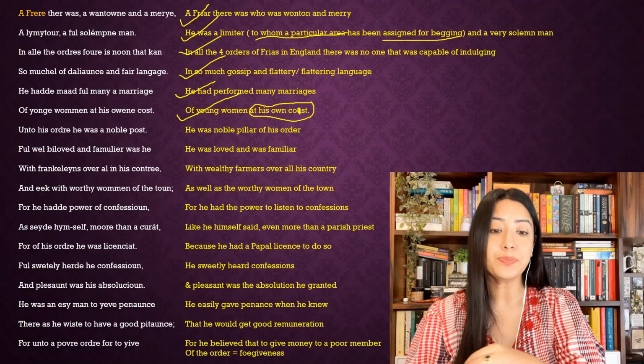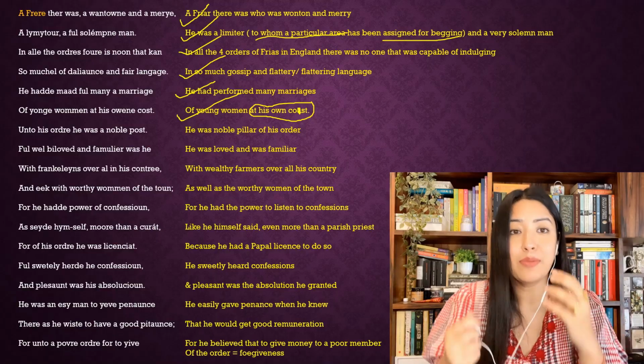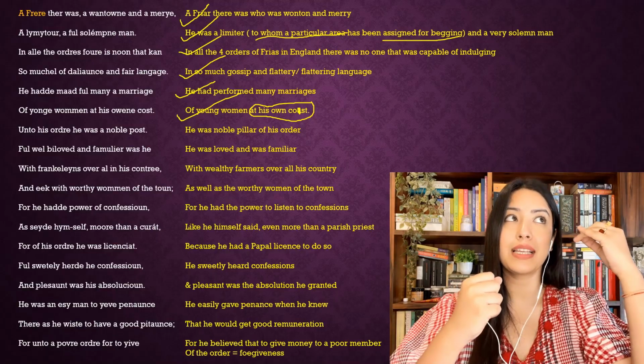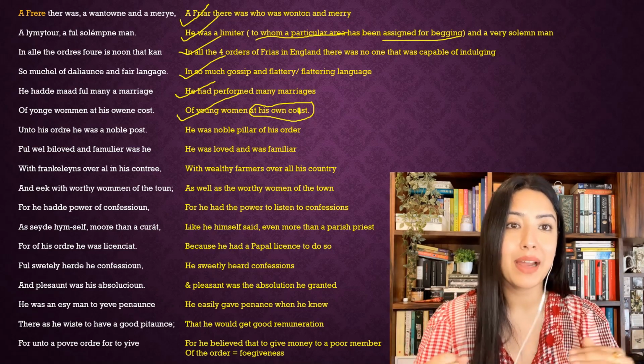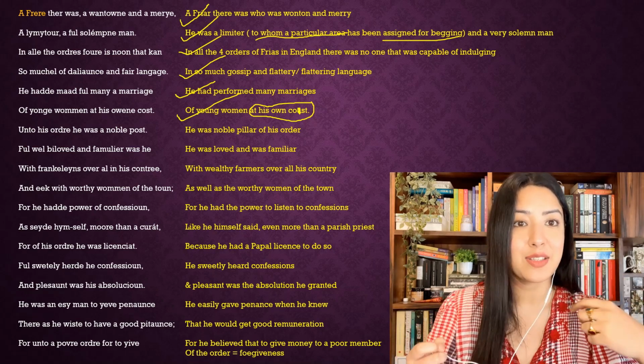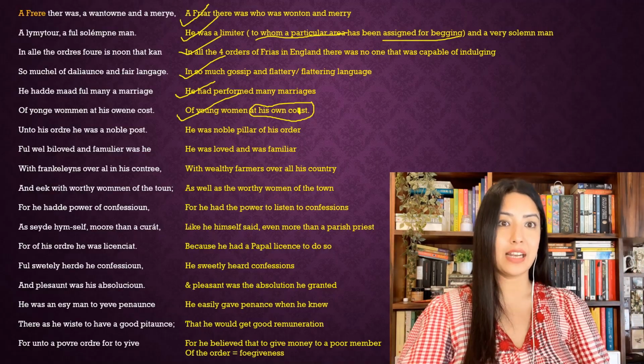So this is the underlying critique of Chaucer. I'm just trying to explain it to you as easily as possible. So he had performed many marriages of young girls at his own cost. Like, okay, now he's in a fix, what to do? Like, okay, this girl, I need to get her married.